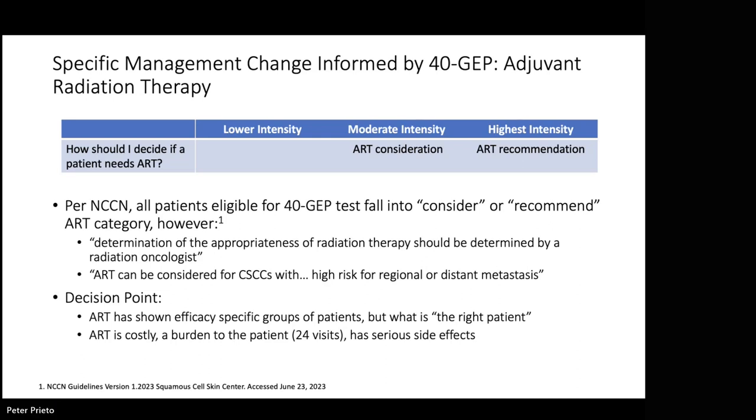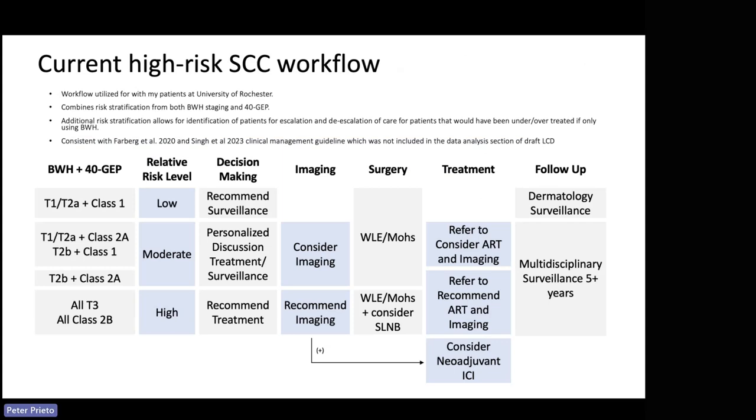Here is my current high-risk SCC workflow. It's something we put together over the last few years and I use for my patients. And this is how I combine risk stratification from both the Brigham and Women's staging perspective and utilization of 40 GEP. Across the top of the table are specific management decisions. And the rows contain a combination of both Brigham and Women's T-stage and 40 GEP test result that establish low, moderate, and high relative risk level. The additional level of risk certification allows for identification of patients for escalation and de-escalation of care for patients that would have been either under or overtreated if only using Brigham and Women's system.